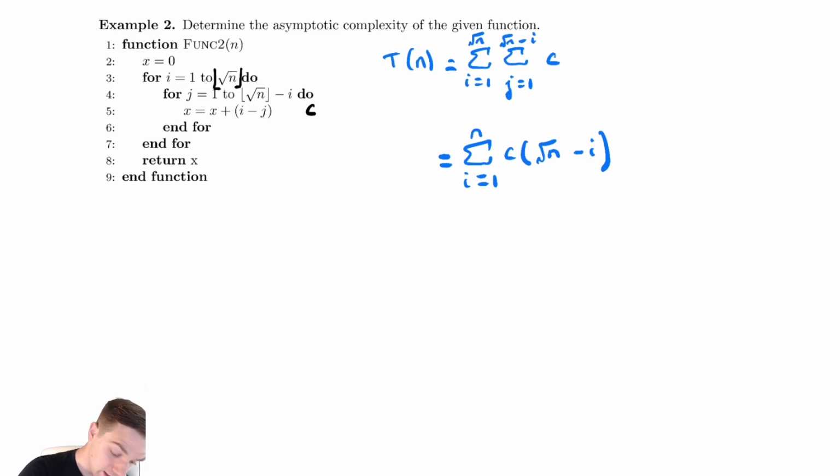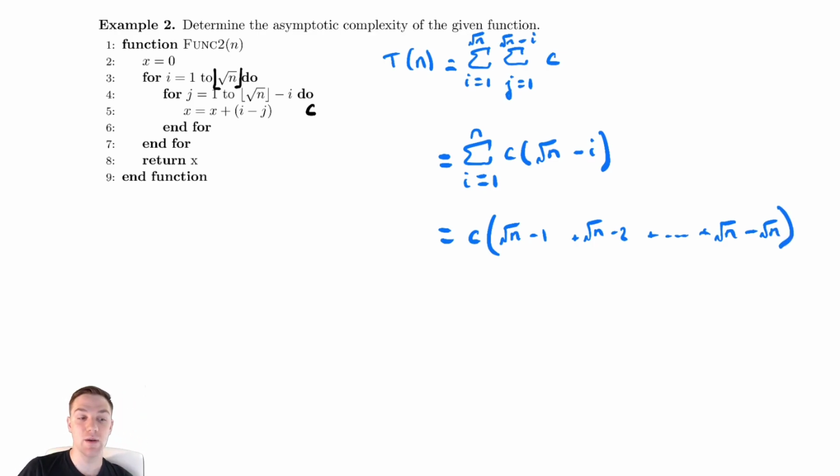I'm going to continue from here by writing out the terms of that summation to try and understand what's happening. So this equals c times the first value, which is radical n minus 1. The next value is radical n minus 2. That goes all the way down until we get to radical n minus radical n.